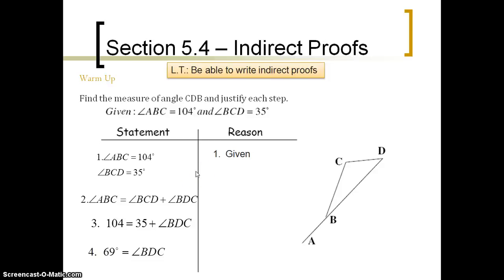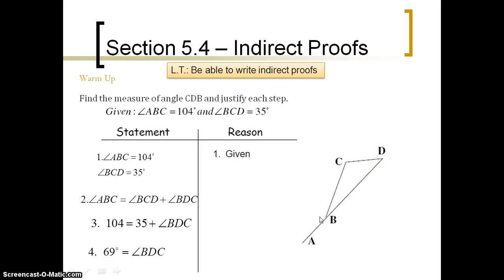Hi class, this is section 5.4 Indirect Proofs. We're first going to start off with a warm-up that is just a regular proof like we're used to doing. Given that angle ABC is 104, that angle right here, and angle BCD is 35, we are going to prove that angle BDC is 69, this angle right here.